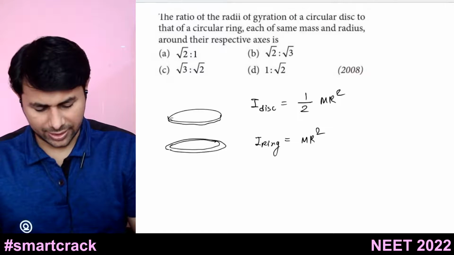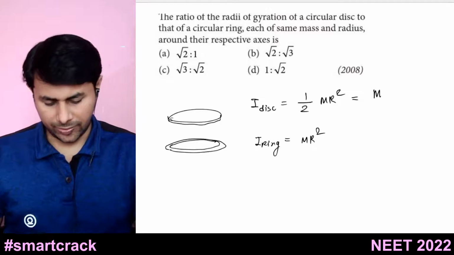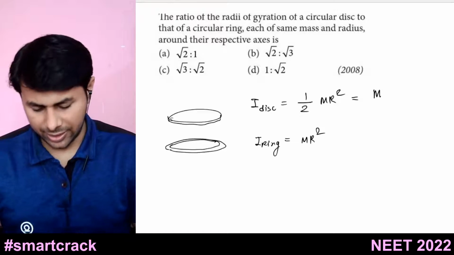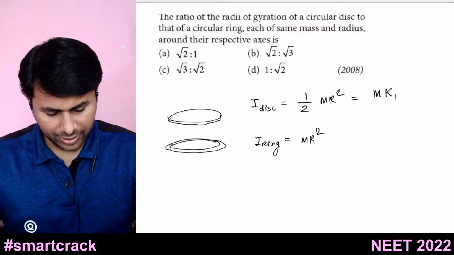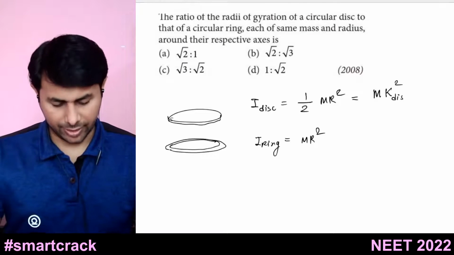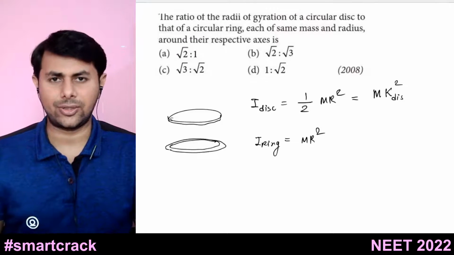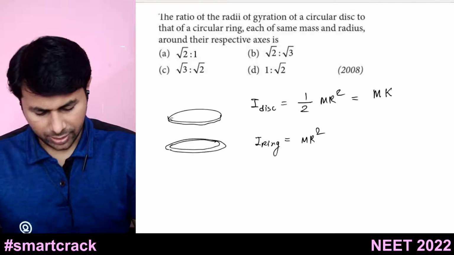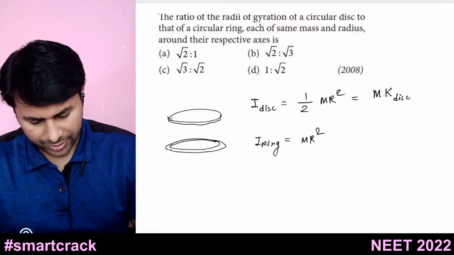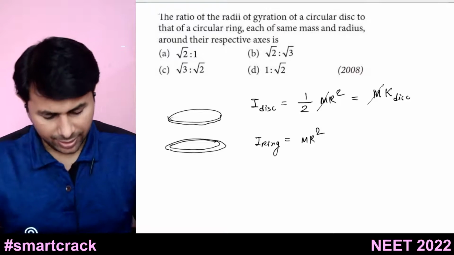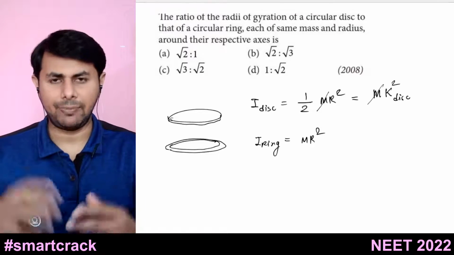So this moment of inertia can be written as what? The moment of inertia of this disk in terms of radius of gyration can be written as m into k square, m into k of disk square. Okay, all right. So from there we can find out the radius of gyration of the disk. So m and m get cancelled out.